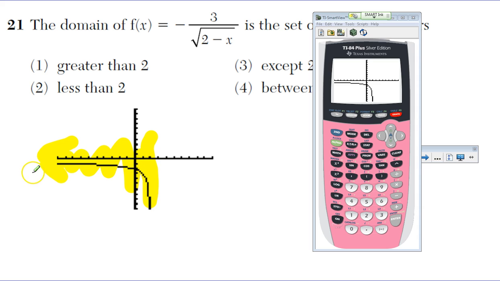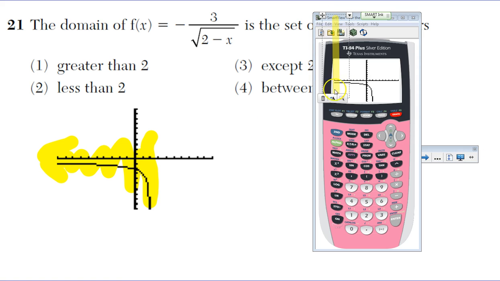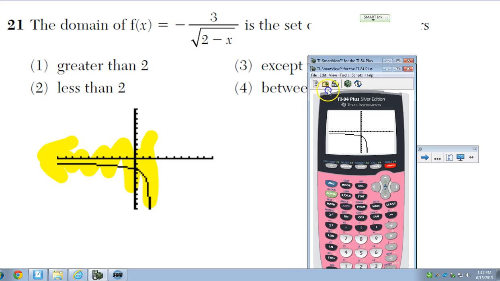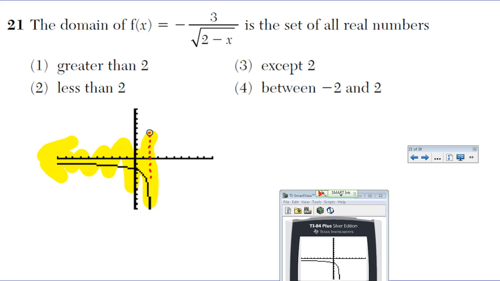So I know it's going to be lower than a number, and the only ones that say lower than a number is choice number 2. So it has to be choice number 2. You could find this number out. So this is 2. Any number below 2 would work.